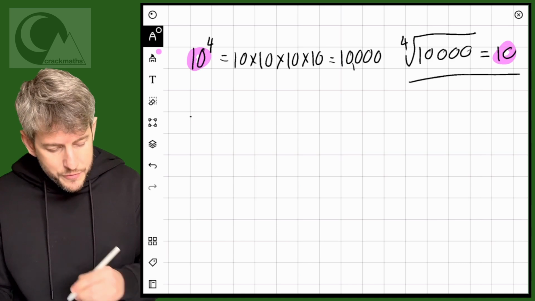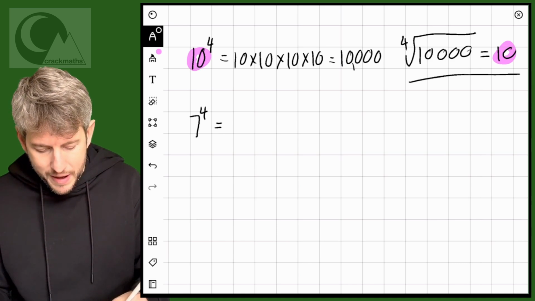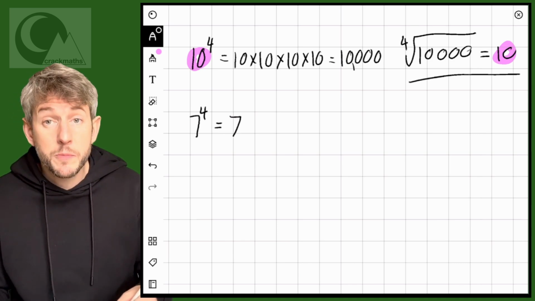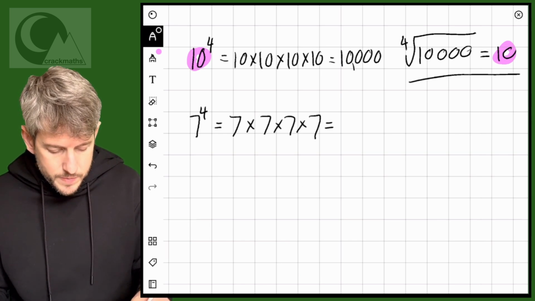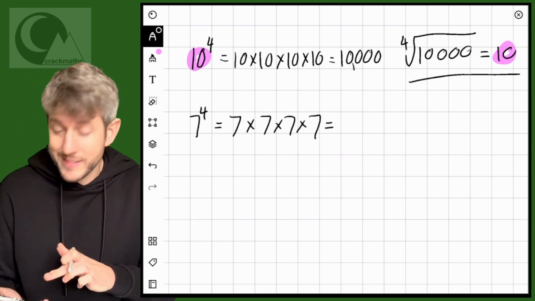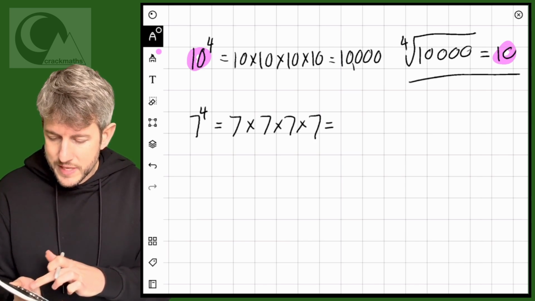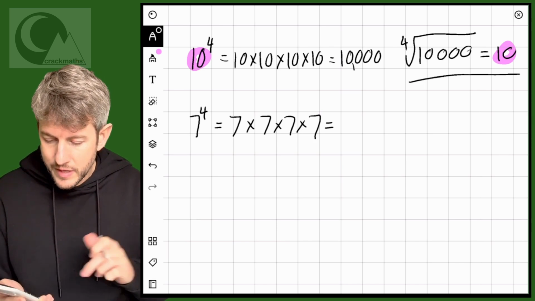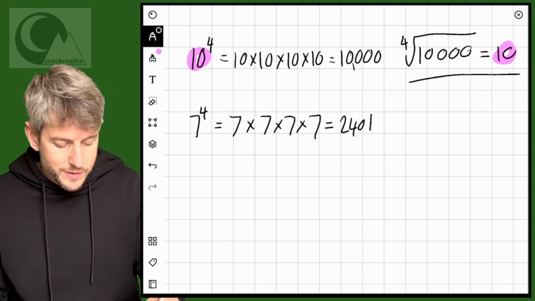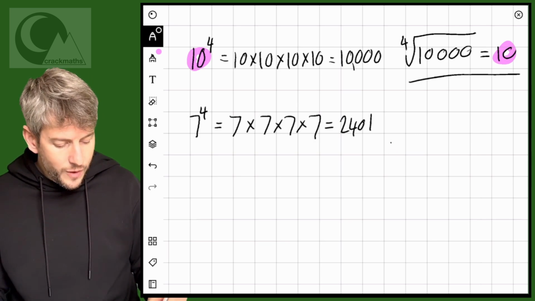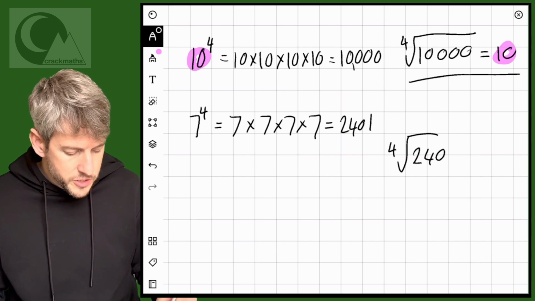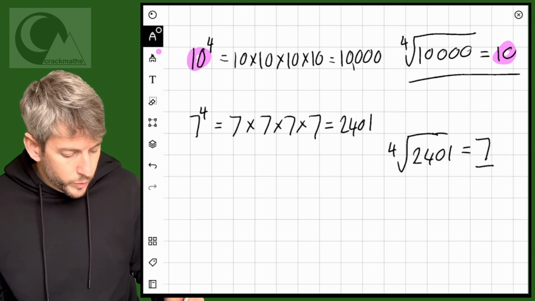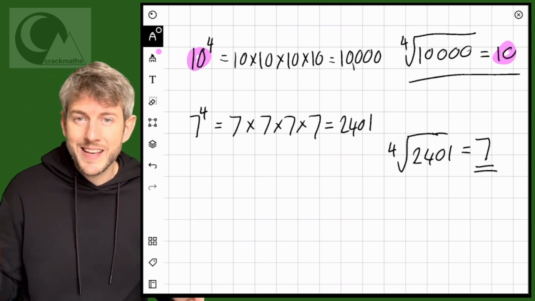So let's say we've got a different one. Let's say this time we've got 7 to the power of 4. So 7 to the power of 4 would be 7 times 7 times 7 times 7. I'll have to do that on my calculator because I don't know that one. 7 times 7 times 7 times 7. So that equals 2,401. Now if on our calculator we do the 4th root of 2,401, this should equal 7. So let's test that out.